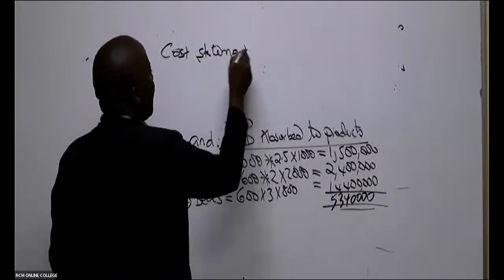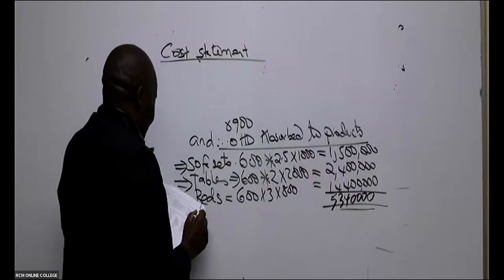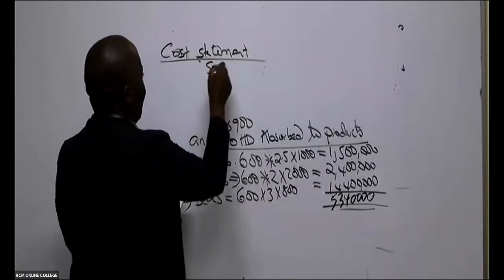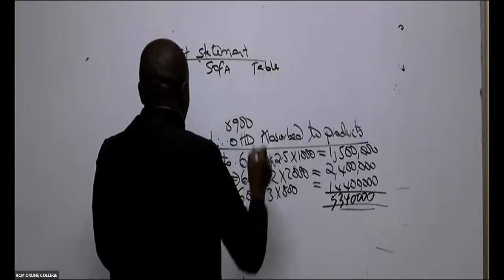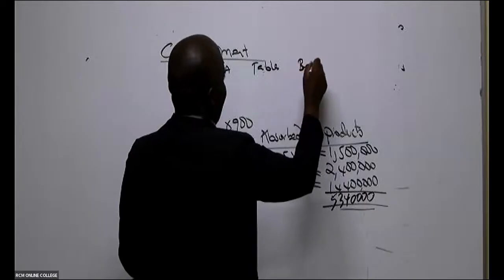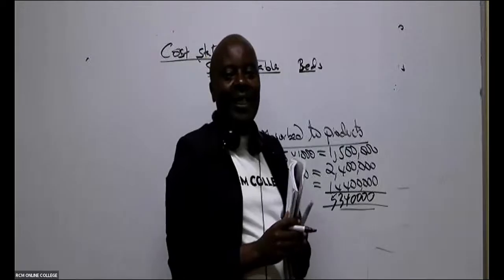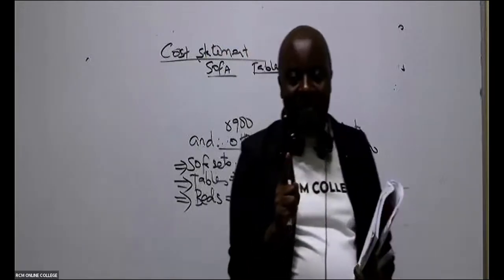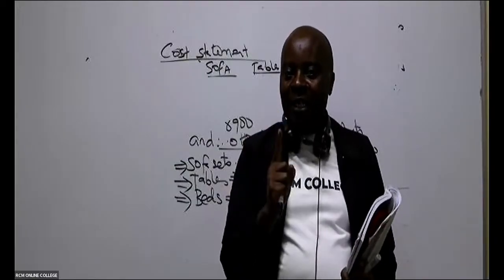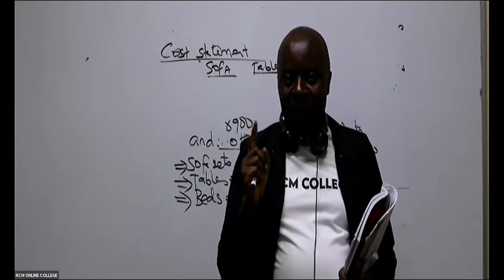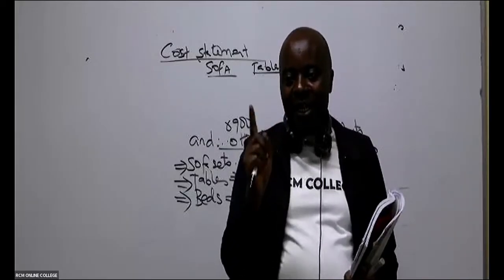I told you yesterday, ladies and gentlemen, we have 3 products here. We have sofa sets, tables, and then lastly, the beds. Is there somebody who is able to remember our cost components? We have prime costs and overheads. Prime costs are all the direct expenses. In this case, we have direct material cost and direct labor.